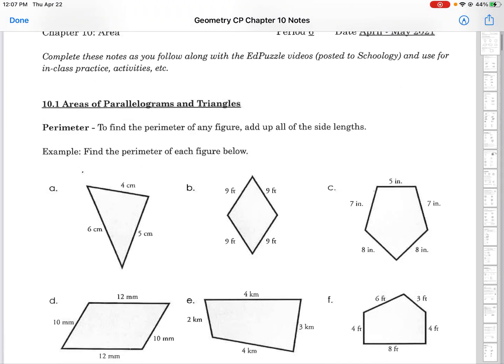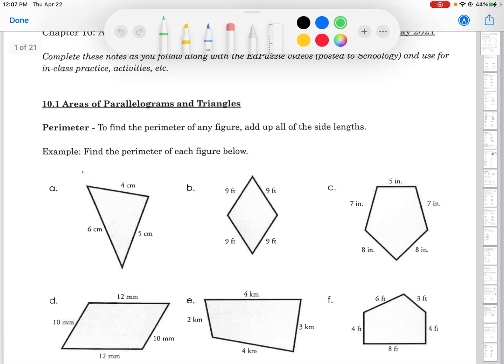10.1 Areas of parallelograms and triangles. So first we're going to actually talk about perimeter, though I know this is titled area. And to talk about perimeter, we're really talking about the area. So to find it, all we need to do is add up all of the side lengths.